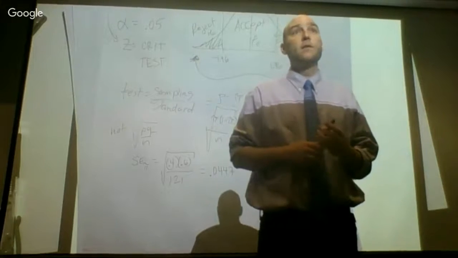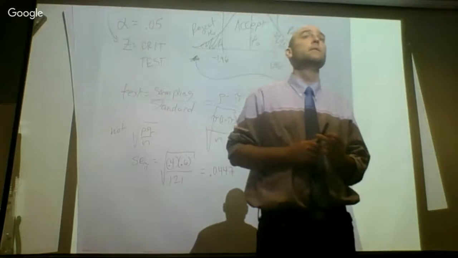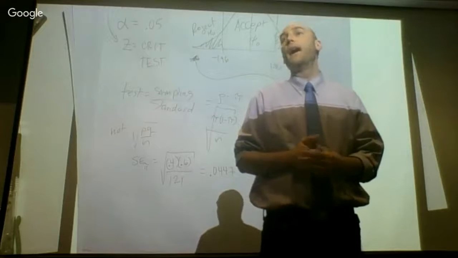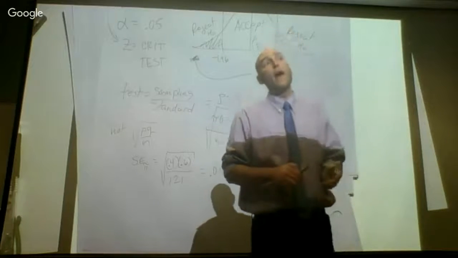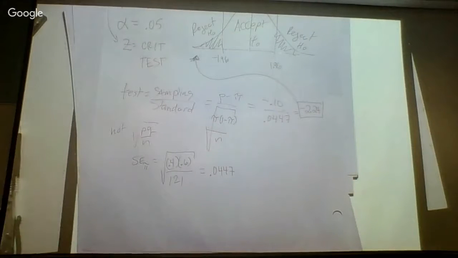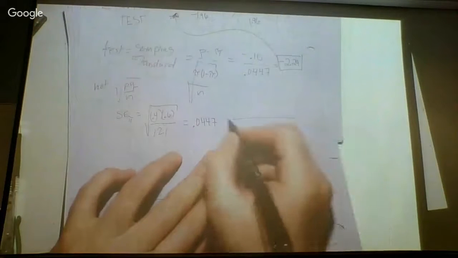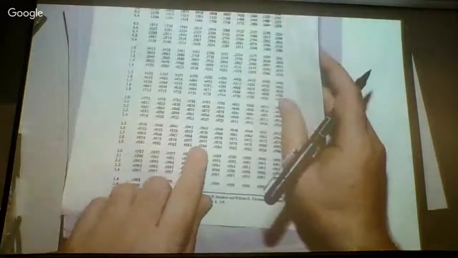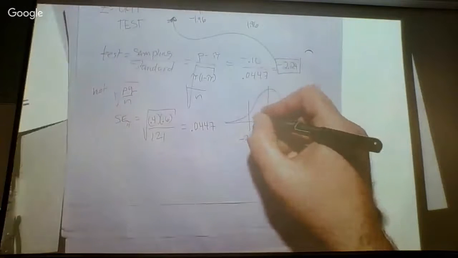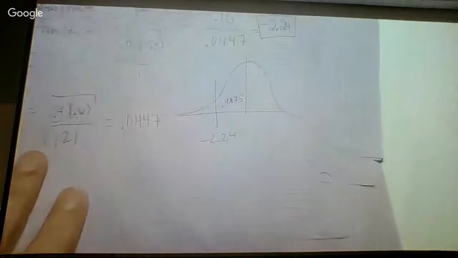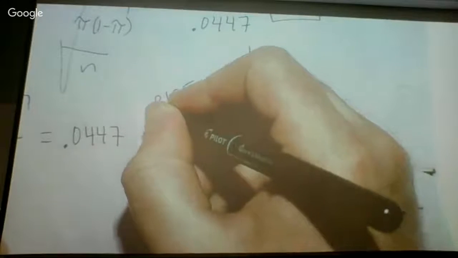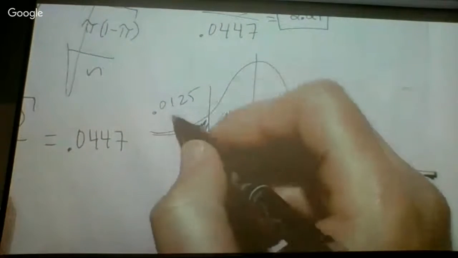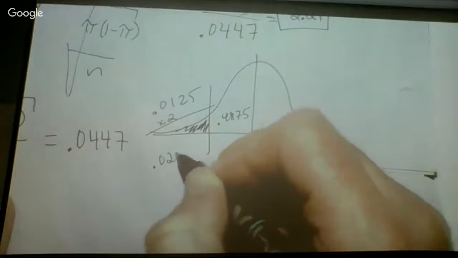So you look up an area for 2.24. What do you see? 0.4875, which means 0.0125 is the area left in one of the tails. Double that. That's how you find the p-value for a problem like this. Over here, negative 2.24. Go to your Z table. See 2.24, 0.4875. What's left over here is 0.0125. But because you have 2 tails, we'll take 0.025. That's your p-value.